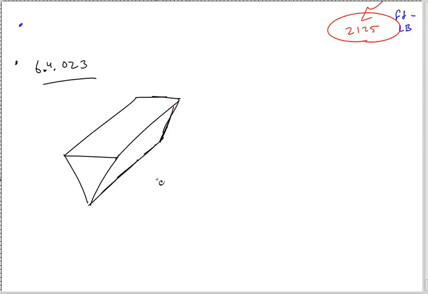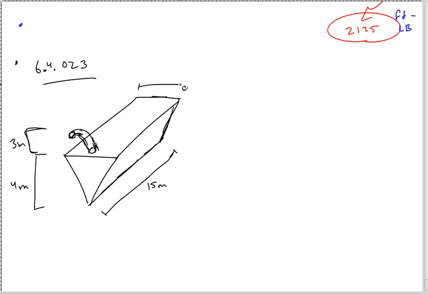So we got 15 meters here. We got 4 meters here, and there's a spigot that's coming out of this thing that is an additional 3 meters high. Not to scale or anything. Okay, so I'm trying to pump water out of this thing. Oh, this is 4 meters.